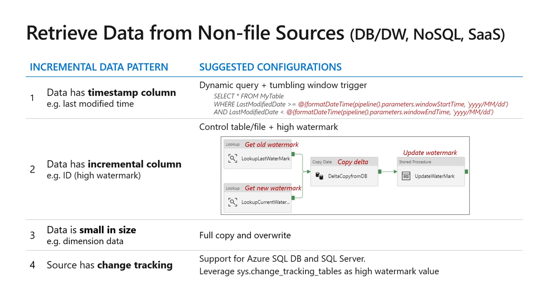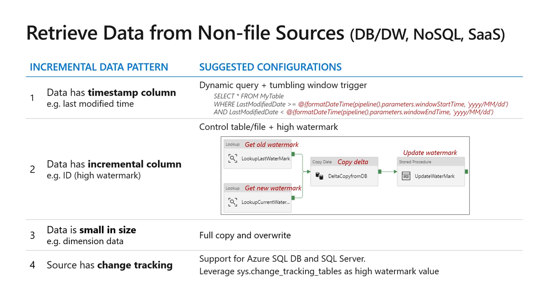Or if you have a high watermark column, an incremental column, there's a way, with other activities combined, to build a workflow that achieves incremental copy with the high watermark. That is, you have a control table to store the high watermark column value that was copied last time, then use that to generate a dynamic query to copy the delta for this time.